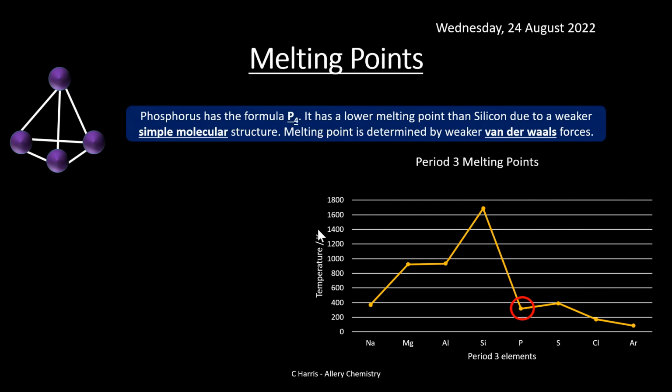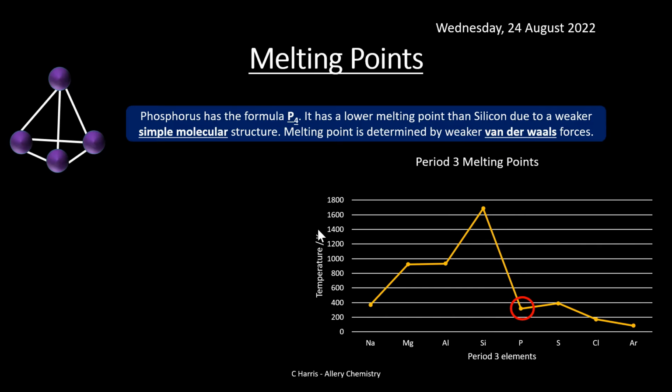Okay, so let's move on and look at phosphorus. This crashes down to the bottom. It's a really low melting point. Now, phosphorus forms this structure P4. It has a much lower melting point than silicon, because it doesn't form these macromolecular structures. It's what we call a simple molecular structure. So they're kind of like mini little pyramids floating around.